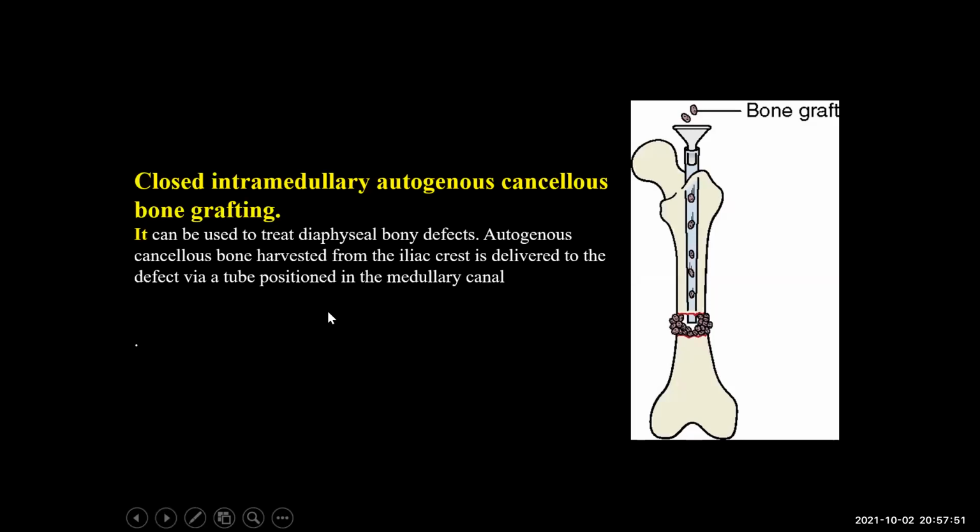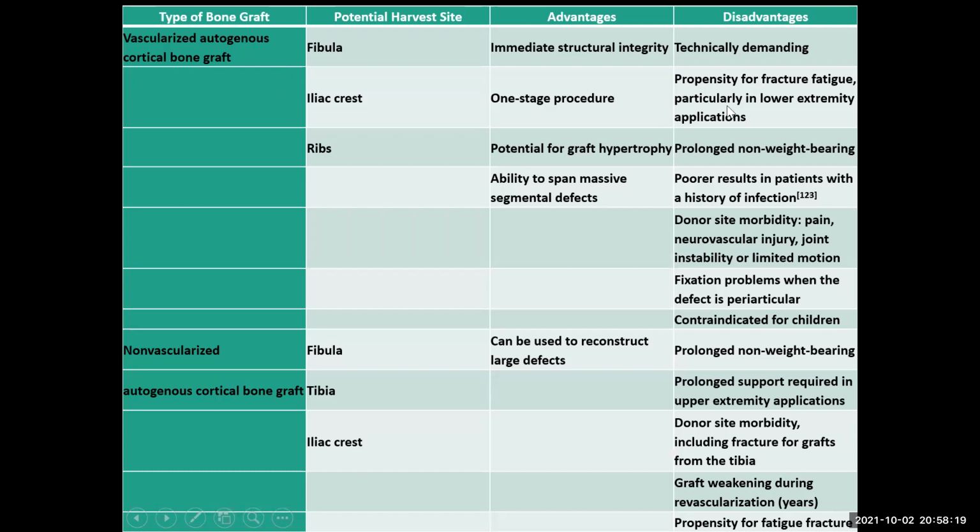Closed intramedullary autogenous cancellous bone graft. It can be used to treat diaphyseal bony defect. Autogenous cancellous bone harvested from the iliac crest is delivered to the defect by use of a positioning tube. That is, once you've put the guide wire, and before that you use an exchange tube. With that tube, up to the fracture site, you put these type of iliac crest harvested bones. So this is one chart.